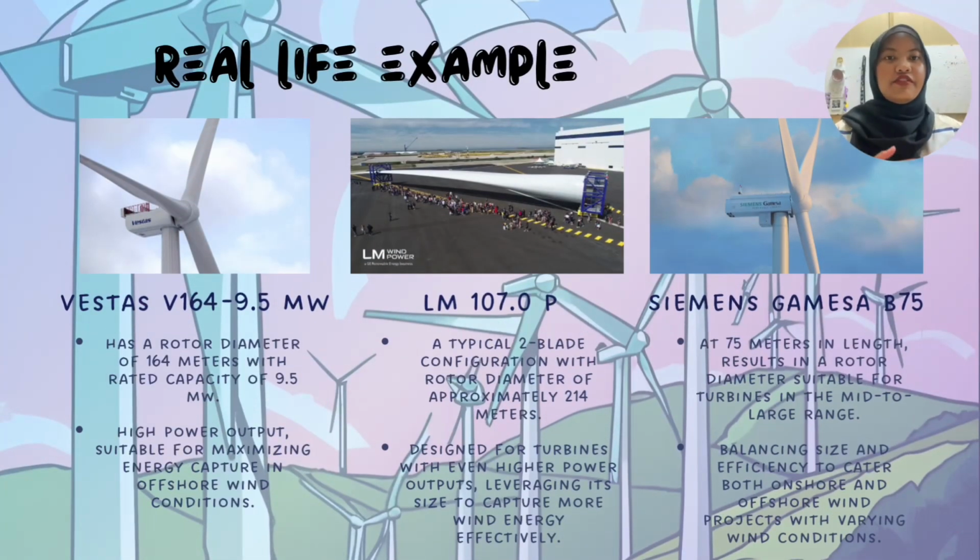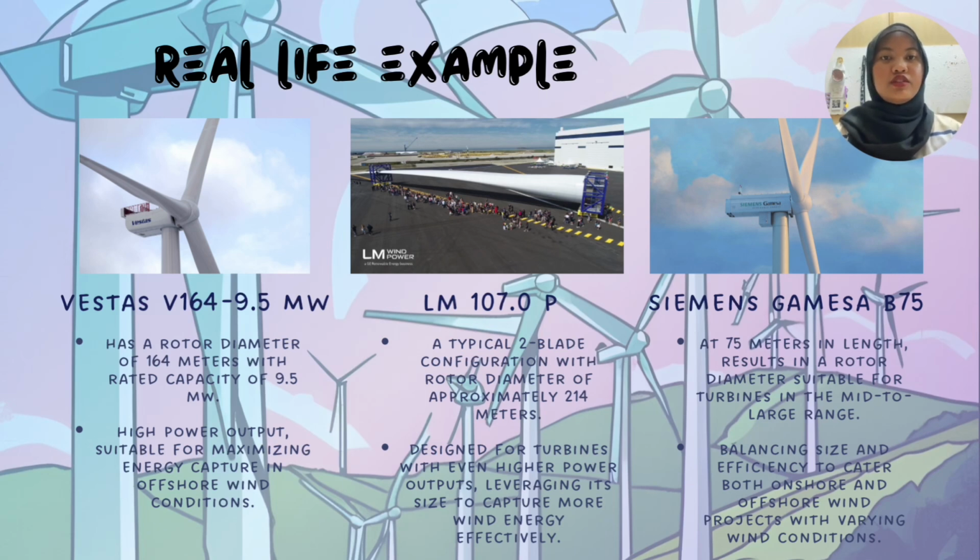Some of the real-life examples that we have is the Vestas V164 9.5 megawatt. This blade has a rotor diameter of 164 meters with a rated capacity of 9.5 megawatts. Since the rotor diameter is massive, it has a high output that is suitable for maximizing energy capture in offshore wind conditions. Another notable example is the LM107P blade.